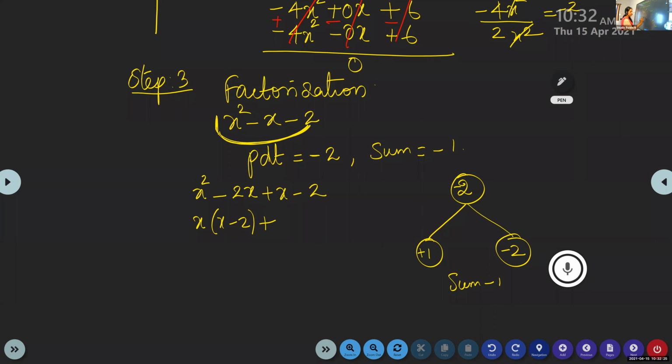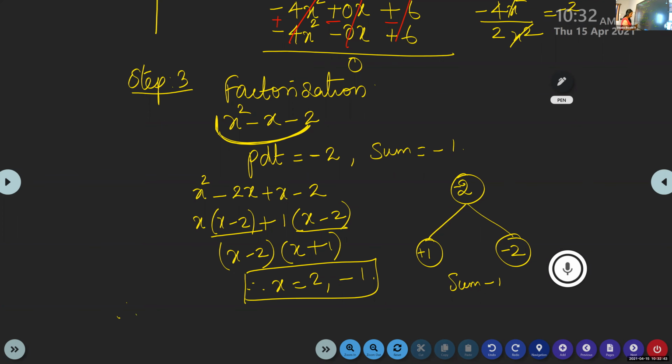From these two terms, we can take x outside. It is x minus 2, plus if you take 1 outside, it is again x minus 2. Now from here, if you take x minus 2 outside, it is x plus 1. Therefore, x is equal to 2 or minus 1. So we got the next two zeros. Therefore, the zeros are 2, minus 1, minus root 3 by 2 and plus root 3 by 2.